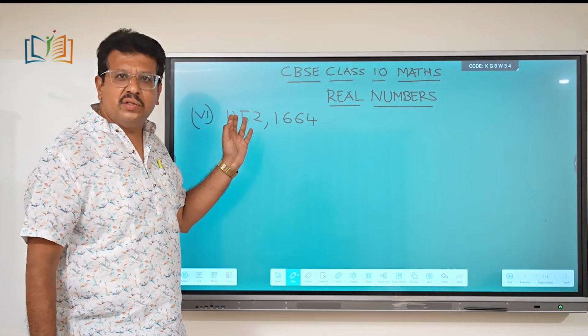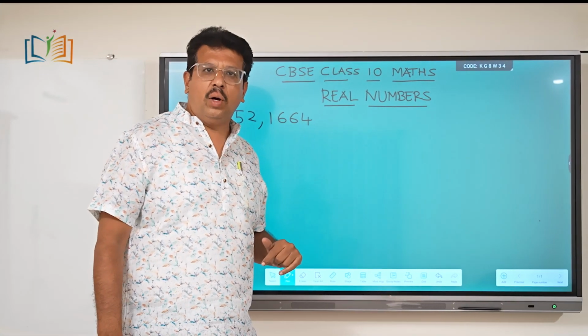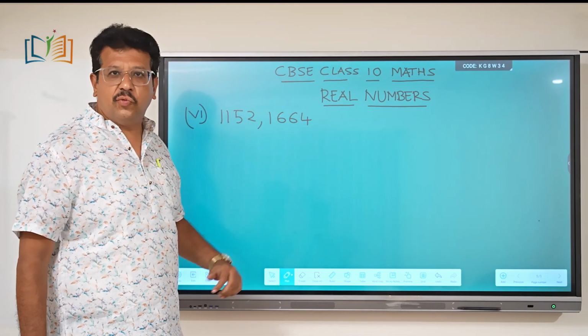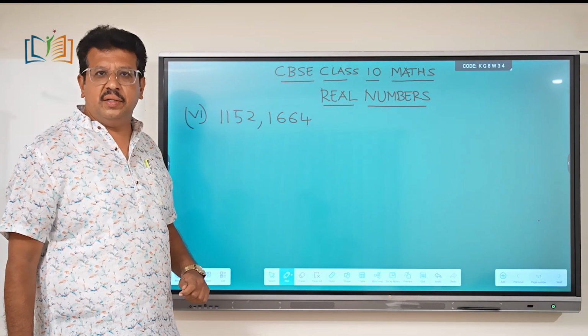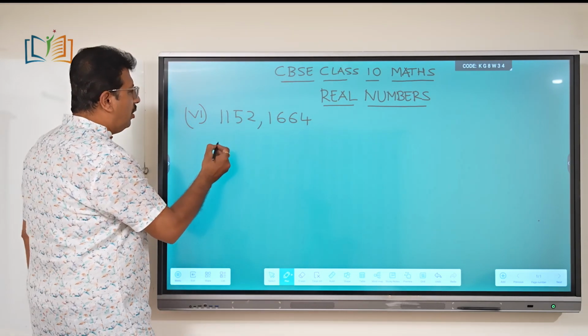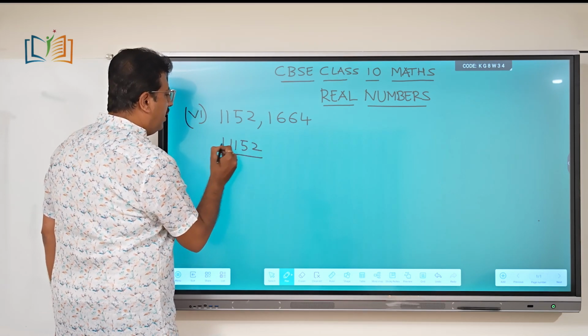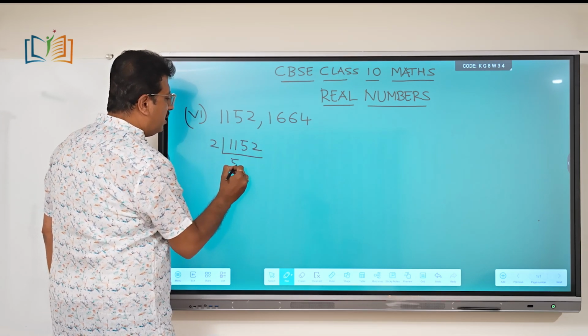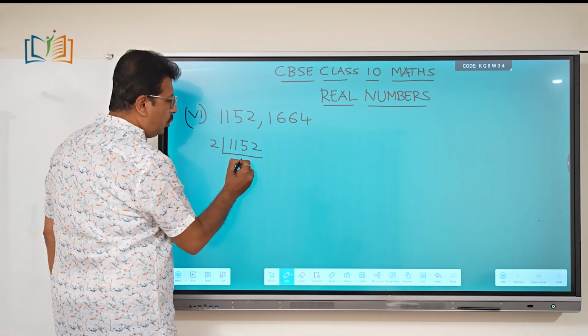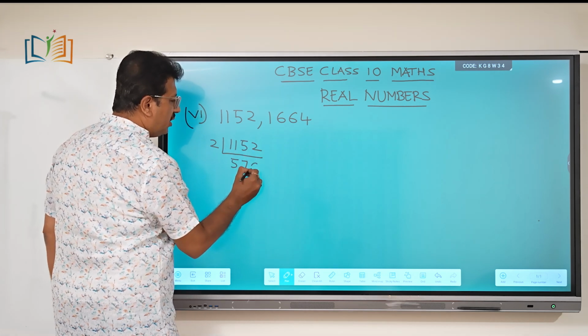Find out HCF and LCM for these two numbers, 1152 and 1664. Let us start doing this HCF and LCM. As usual, all of you know very well, we should divide it. 1152 divided by 2: 2 5s are 10, 1 carry, 2 7s are 14, 2 6s are 12.